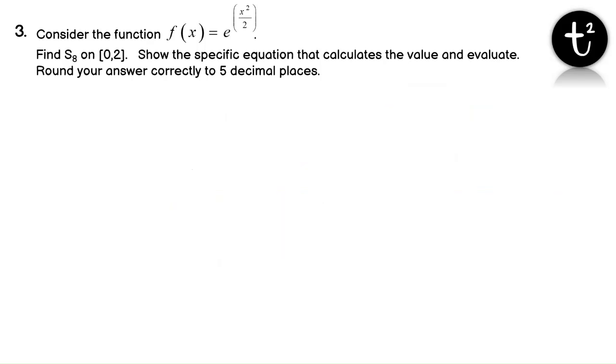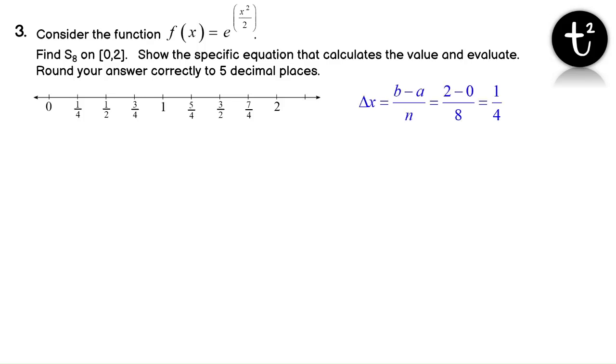In number 3, we are again going to approximate the same function, but this time using Simpson's rule with n equal to 8. So again, my number line from 0 to 2 has been divided into 8 equal subintervals, and so all of the sample points are noted. I am going to recalculate delta x here because my n value has changed, so delta x will be 2 divided by 8, so 1/4.